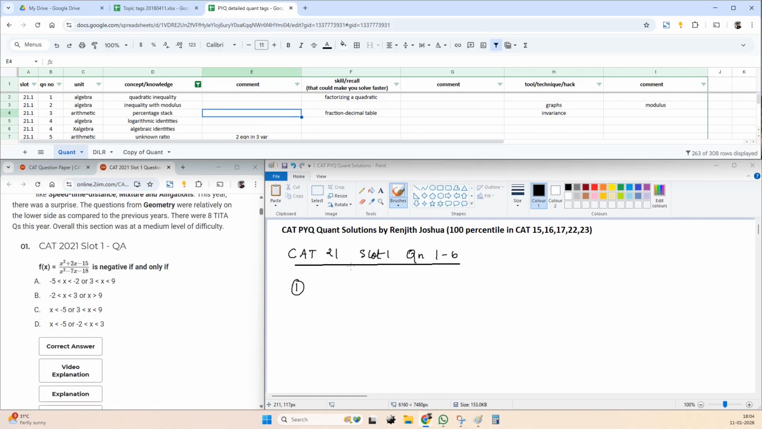So yeah, I'm aware that solutions are available. This is a slightly different take. Hopefully somebody will find some value out of it. Let's look at the questions.